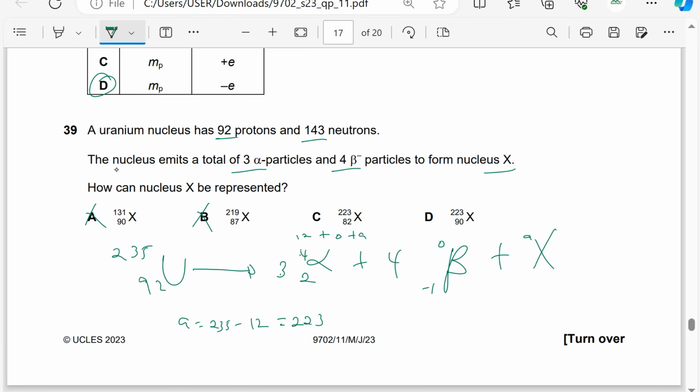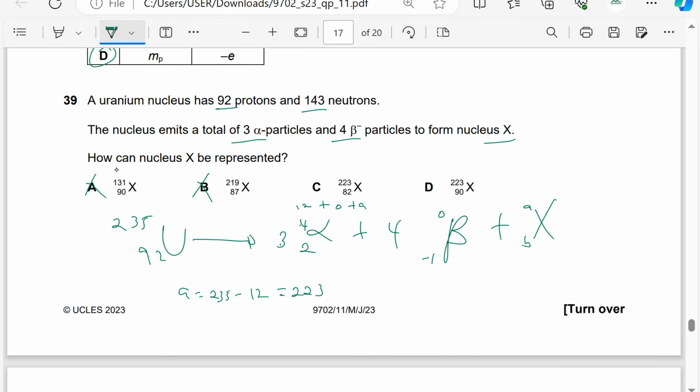Then for B, I'll have the proton number. We have 92 on this side equals 3 times 2, which is 6, plus 4 times minus 1, which is minus 4, then plus B. So B is going to be 92 minus 2, which is 90. So B would be 90. So the answer is D.